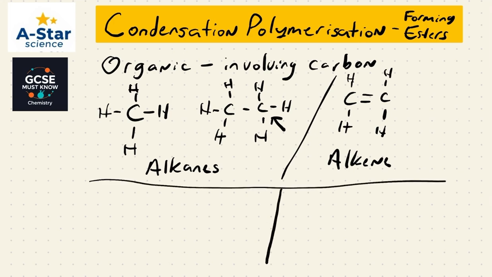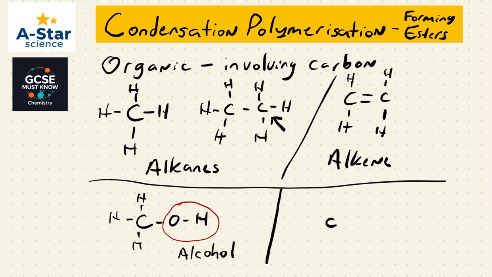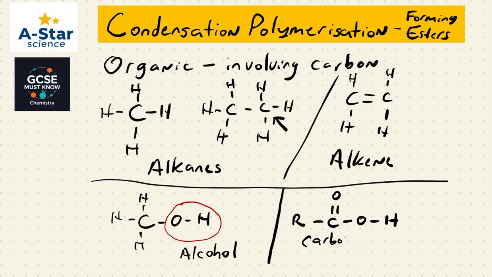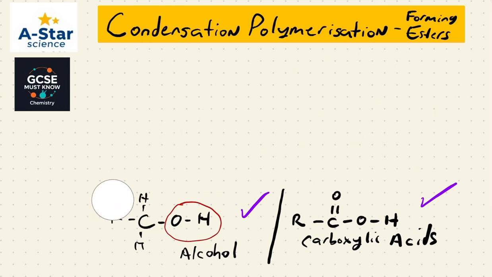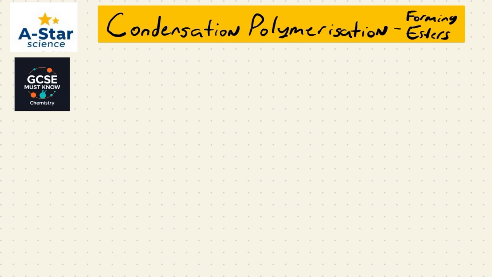But you should also know at this level about alcohols, for example methanol, which has the OH functional group. And you should know about carboxylic acids, which have a carbonyl group, which is the C double bond O, attached to a hydroxide group, an OH. And I'm just going to put an R, which means any chain of carbon. We call these carboxylic acids. They're weak acids. And it's these two groups, the alcohol and the carboxylic acid, that will participate in the condensation polymerization reactions. So let's look at what that is all about.